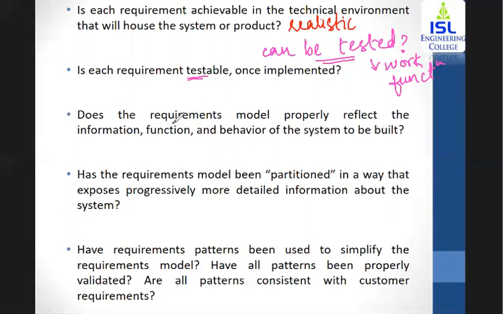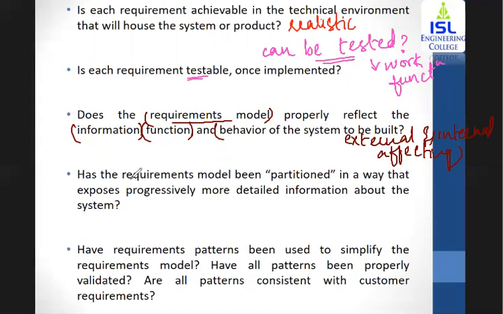Then the next one is, does the requirement model properly reflect the information, functions, and behavior of the system to be built? The requirement model means you're going to have all the requirements there. Within this model, it should have all the information, that is, what components are used, what patterns are applied, what design is used. The functions are the tasks you want the system to perform. Behavior means how the external and internal factors affect the system. You get an idea of that.